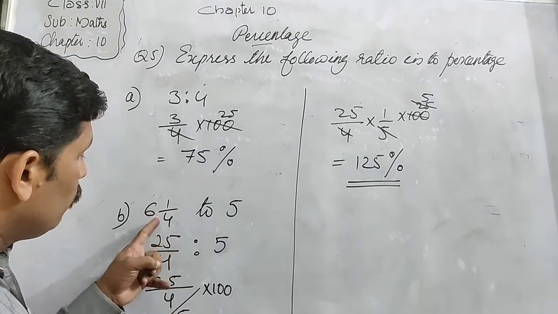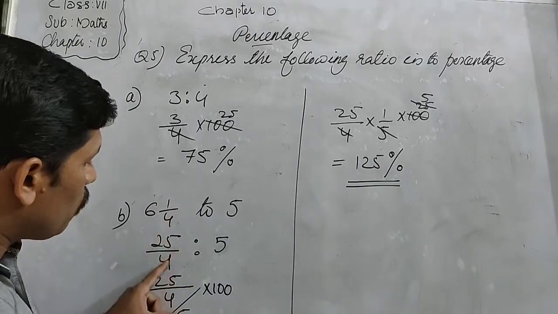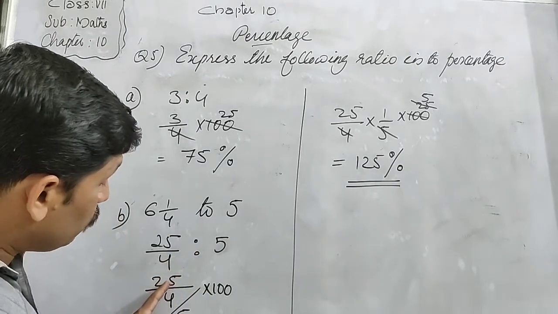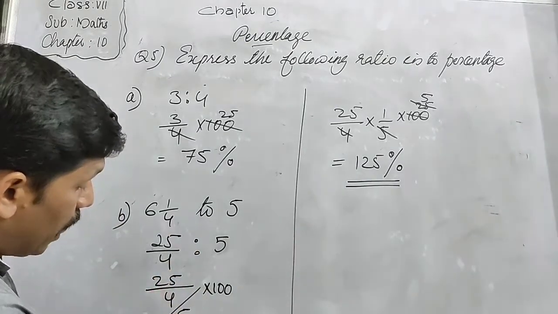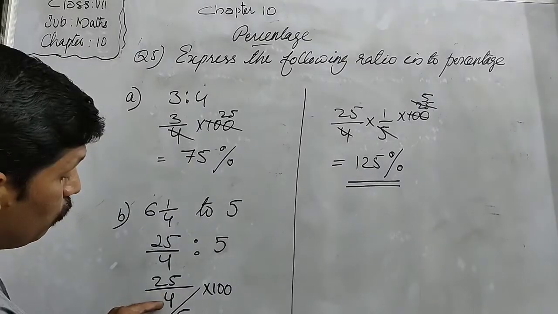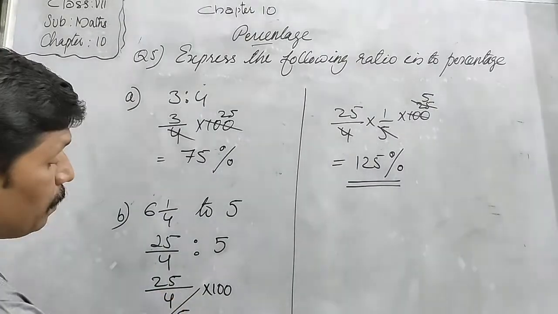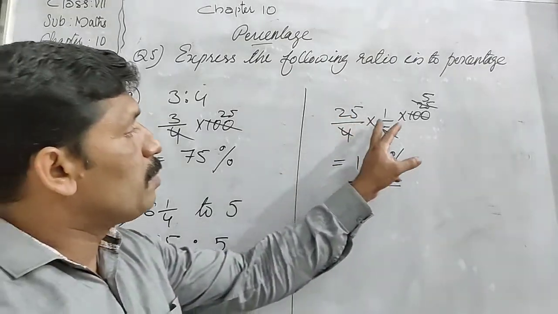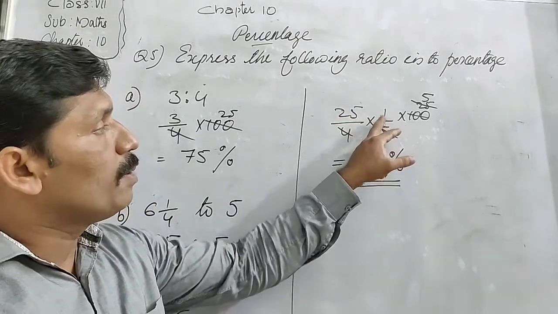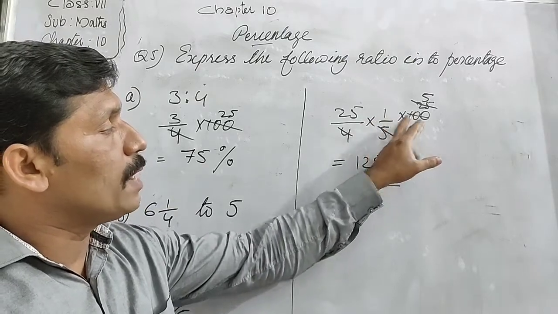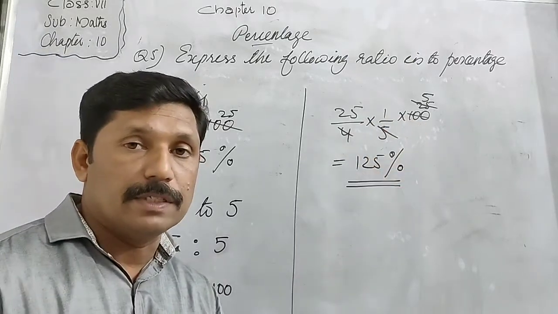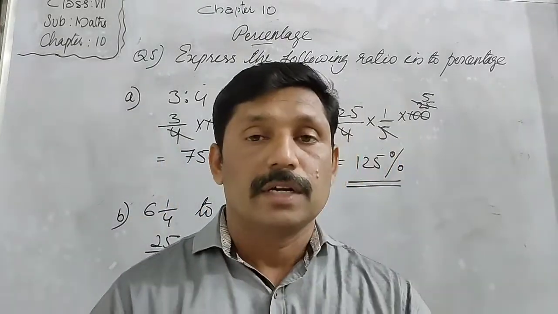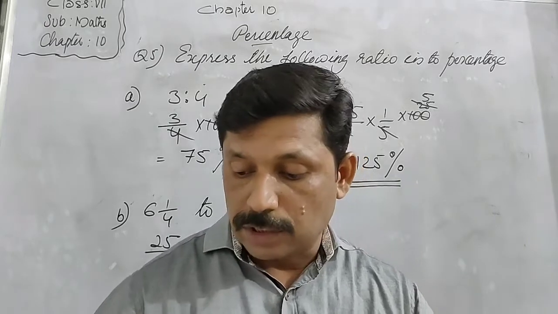So here, students, we changed this mixed fraction into an improper fraction, and then we wrote it in the form of a ratio, and after writing in the form of a ratio, this ratio is changed to a fraction. 25 upon 4 upon 5, and then multiply by 100. Division means multiplication with the reciprocal, therefore we multiply by the reciprocal and then multiply by 100, then finally we got 125%. So these are the main questions of exercise 10.1, and that exercise is finished.